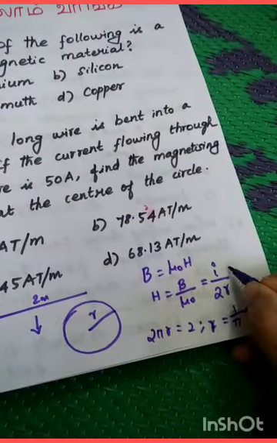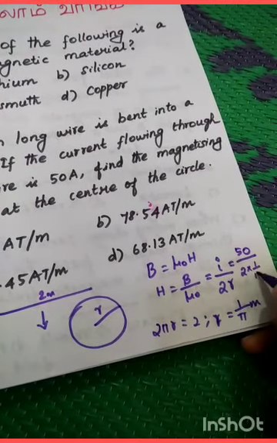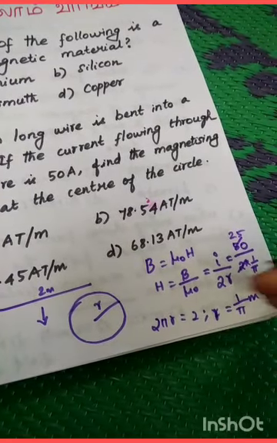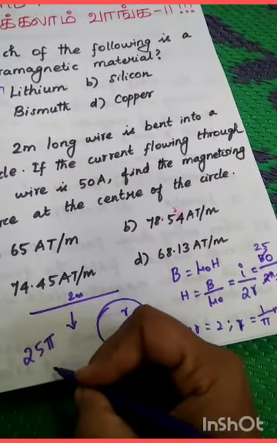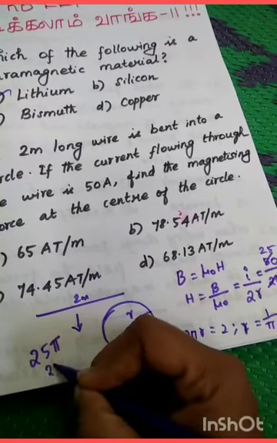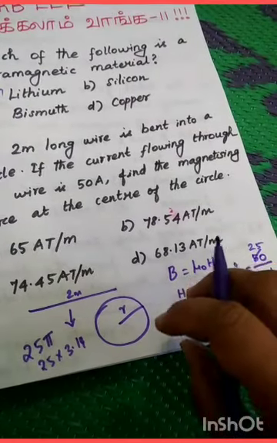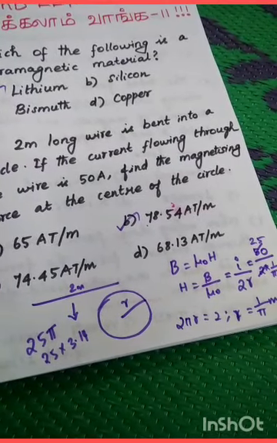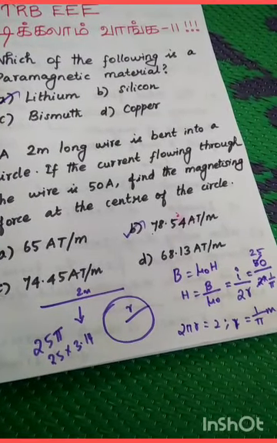Just substitute here: 50 divided by 2 into r, which is 1 by pi. So 25 times 50... when pi comes to the numerator, our answer will be 25 into pi. Substitute the value of pi as 3.14: 25 into 3.14. You will get the answer as 78.5 ampere turns per meter. Just substitute the formula and find the answer. And next we can move to the third question.